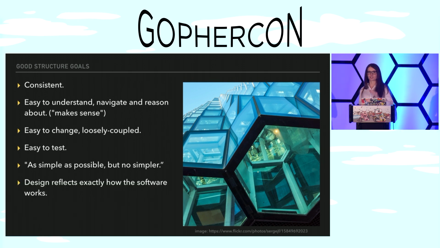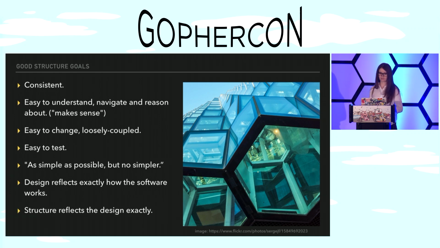And the design of your code should reflect exactly how your software works. And the structure of your code should follow the design exactly. So if we apply the transitive law to this, the structure of your code should reflect how your software works. You think that's obvious, but how many times have you come into a project which seems to be structured in one way, but it actually works in a completely different way?